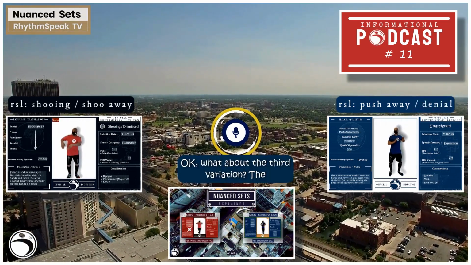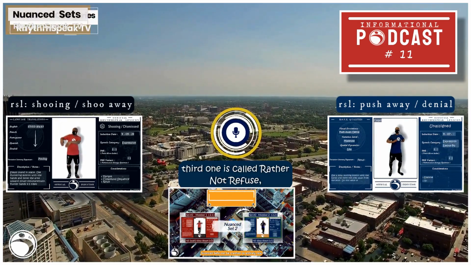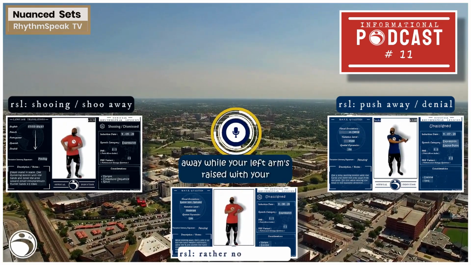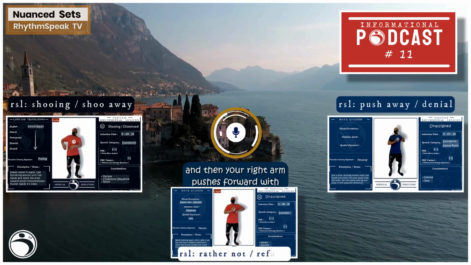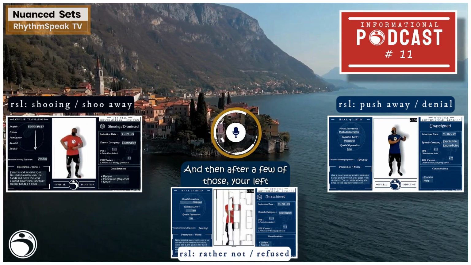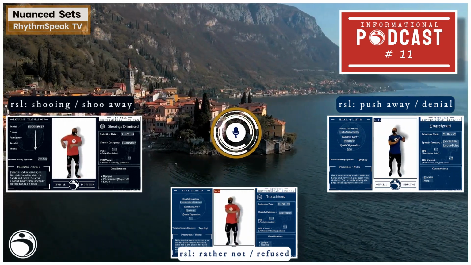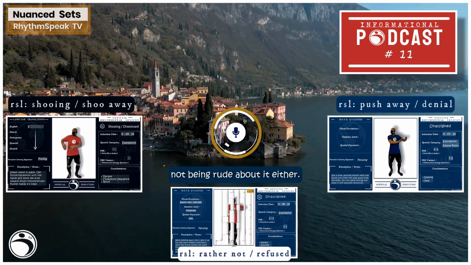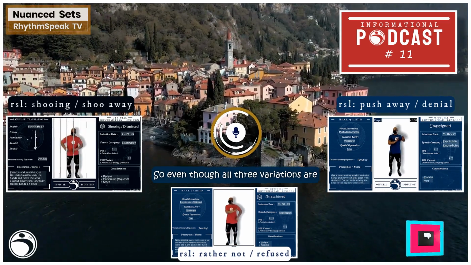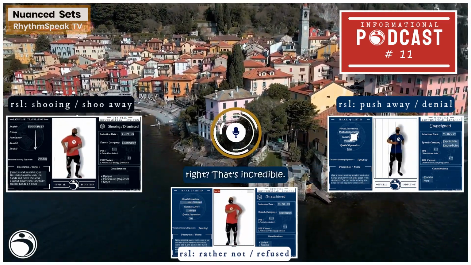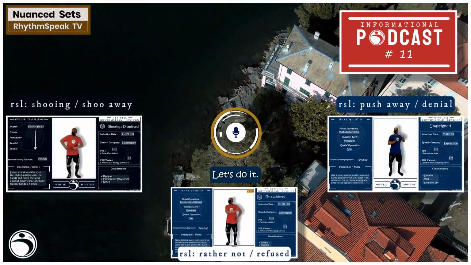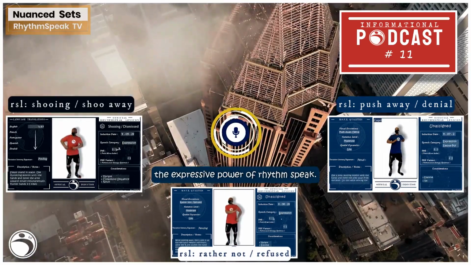That's amazing. Okay, what about the third variation? The third one is called Rather Not Refuse. And that's Nuance Set 3.2. For this one, you're looking away while your left arm is raised with your hand stationary. Then your right arm pushes forward with the hand doing a repetitive, gentle motion. And after a few of those, your left arm slowly comes down. That's interesting. It's like you're not into it, but you're not being rude about it either. It's very polite, but it's still a clear no. So even though all three variations are about pushing away, they each have their own unique flavor, right? Precisely. That's incredible. And that's just one set. I can't wait to hear about more of these nuance sets and how they work. Let's do it. We can talk about how they really elevate the expressive power of RhythmSpeak.